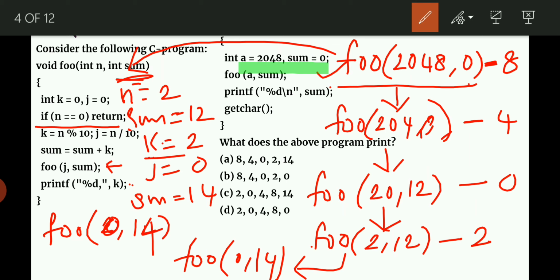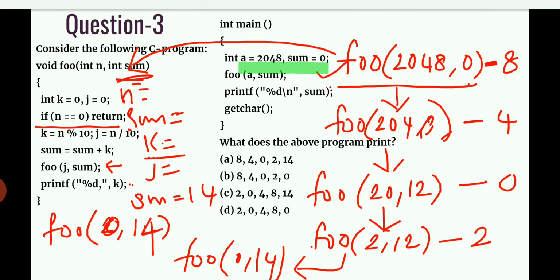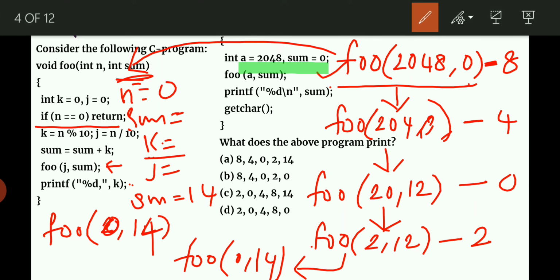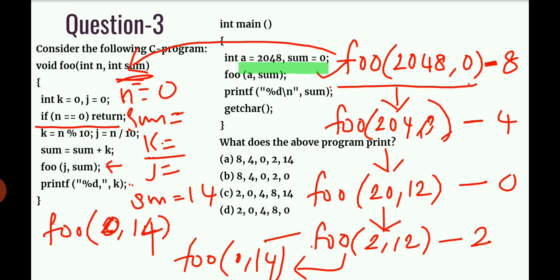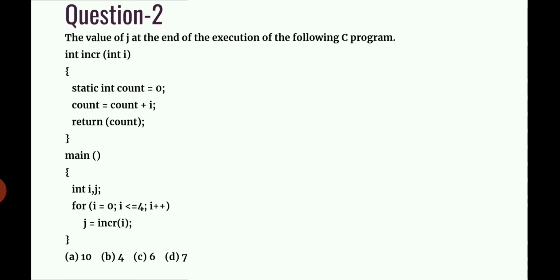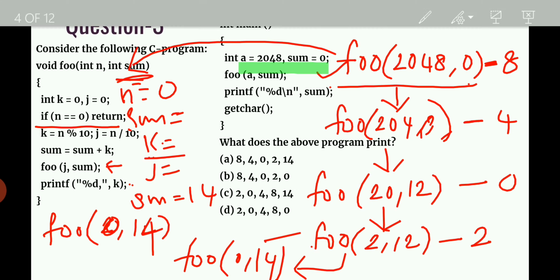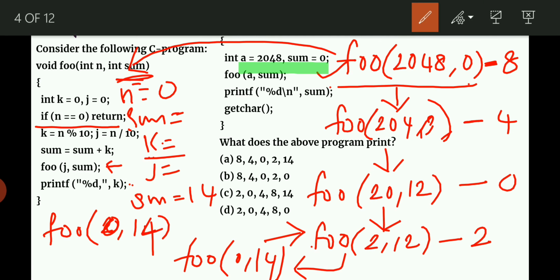Whenever this 0 comma 14 is called, n will get the value 0. What will happen? It will check whether n double equal to 0. N double equal to 0, it will return. So this function will return to this function. This is called from here, so this function will return to here, and this function will return to here.